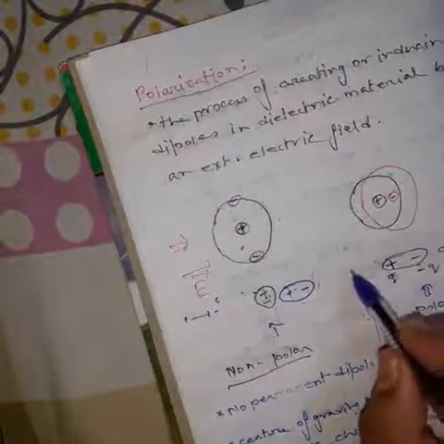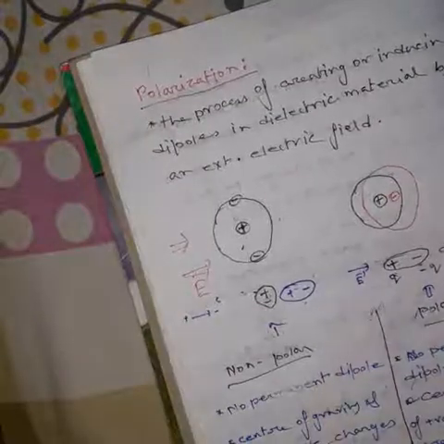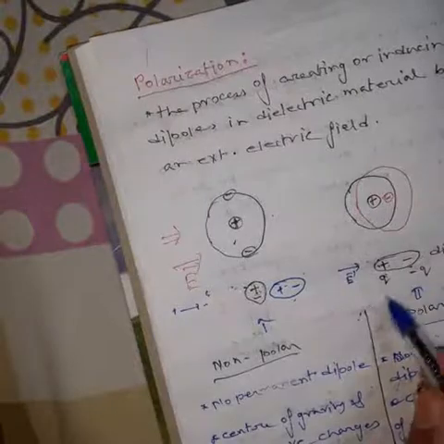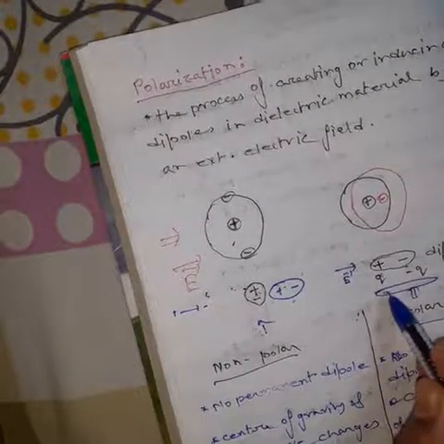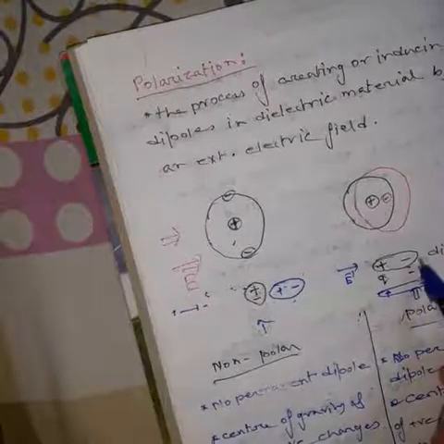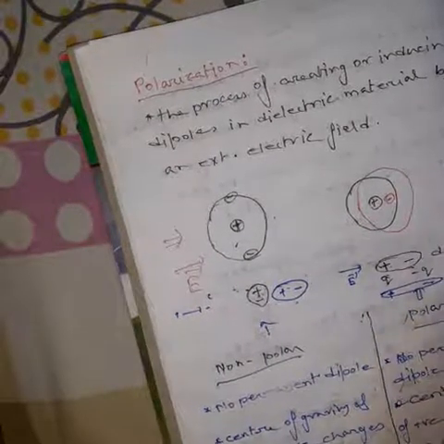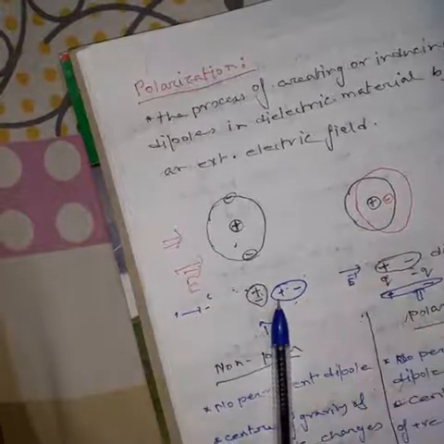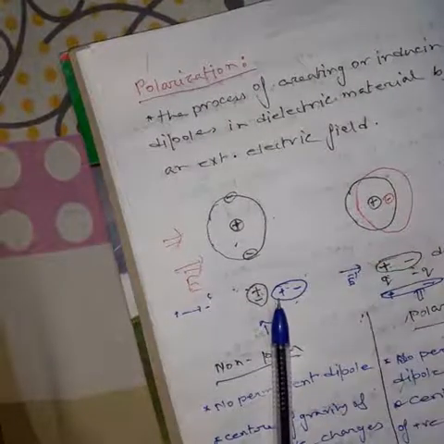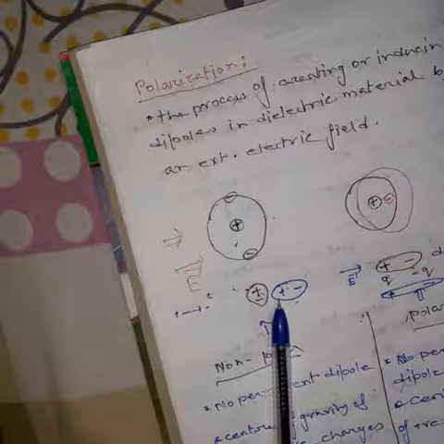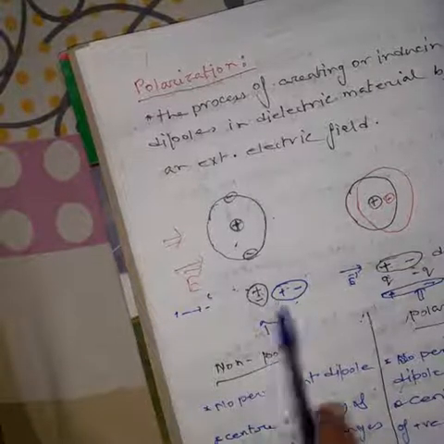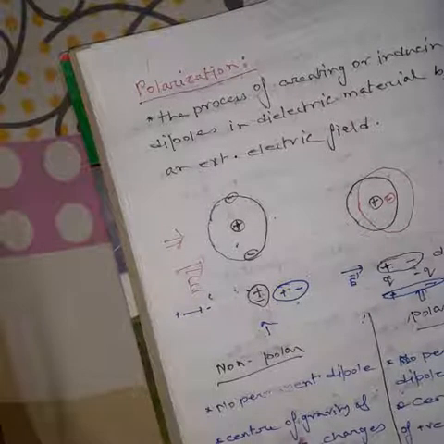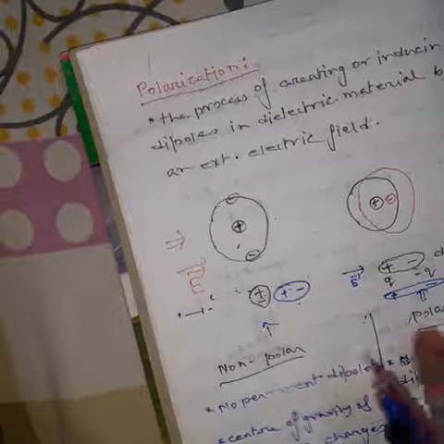Now the question is, if I apply an electric field in the polar dielectric, which is already polar, then what will happen? In this case, the distance between the poles of the dipole will increase or decrease depending on the direction of the electric field. So basically by applying an electric field, we can induce a dipole moment in the non-polar material, and we can increase or decrease the dipole moment in case of polar dielectric. Let us now consider how to measure this polarization.